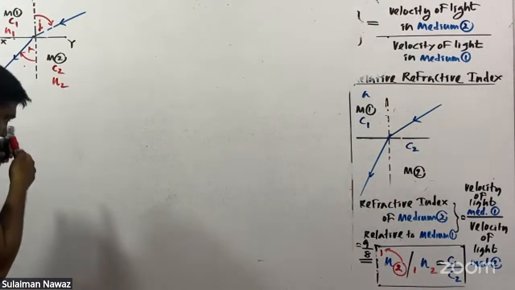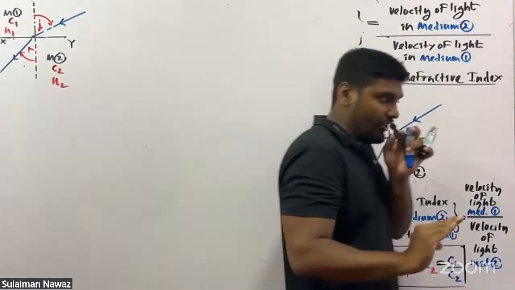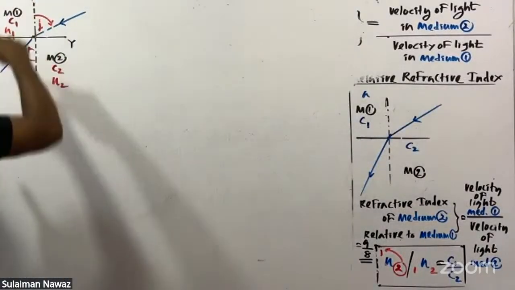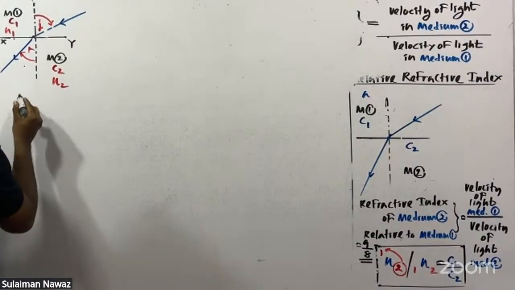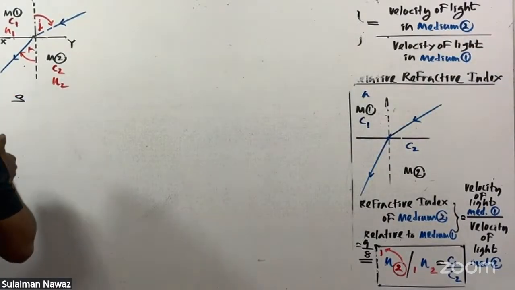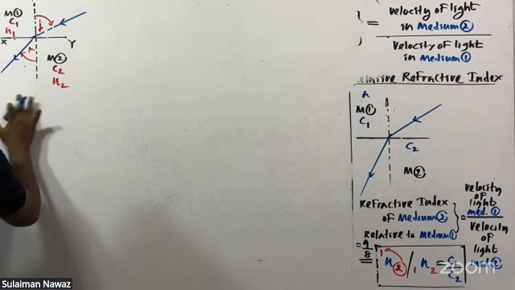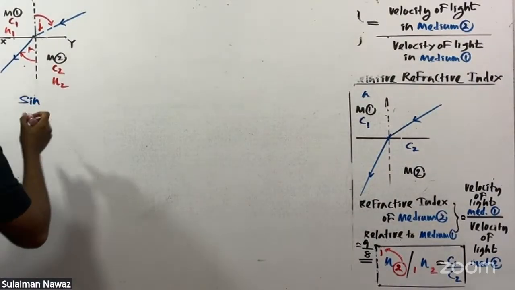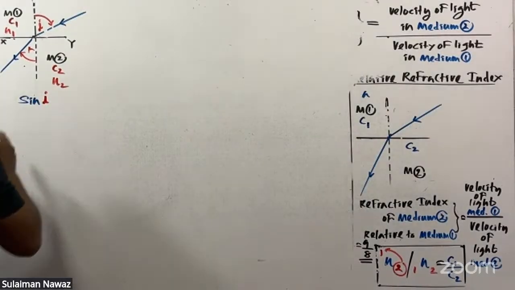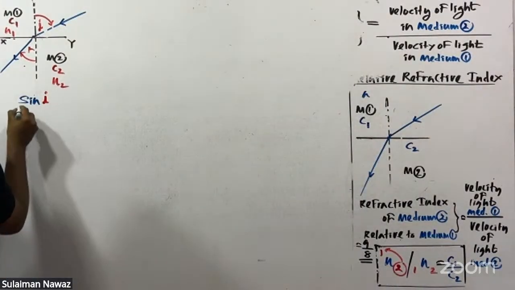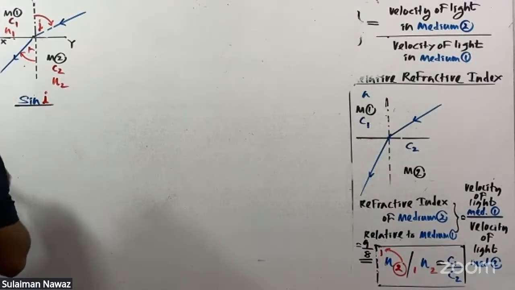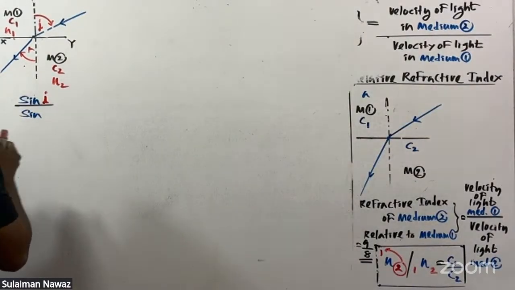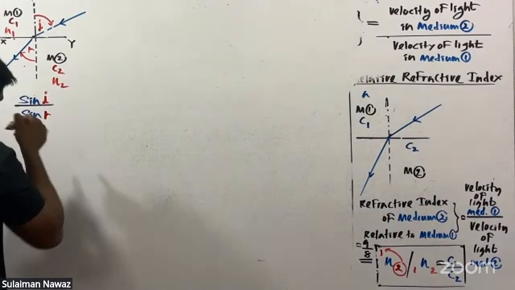So Snell is telling that during a refraction, of a light ray from medium 1 to medium 2, the ratio of the sine value of the incident angle, sine I, over the sine value of the refracted angle, sine R, they are telling that this is always a constant.